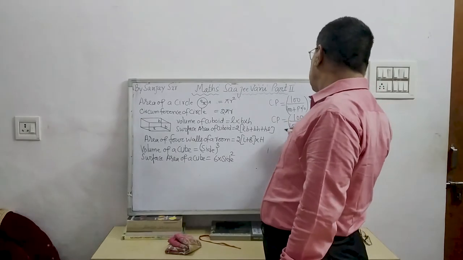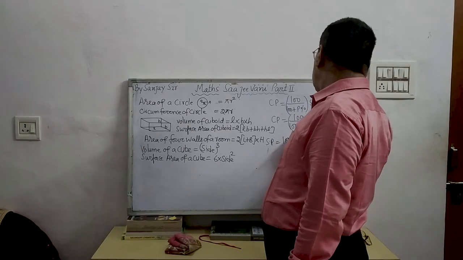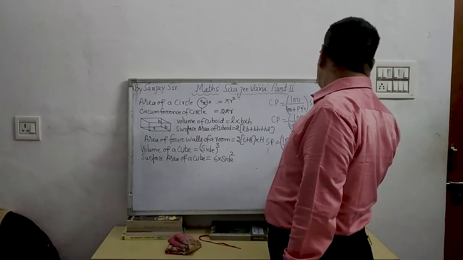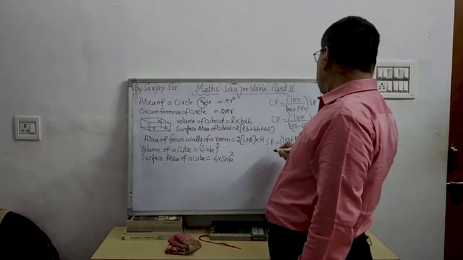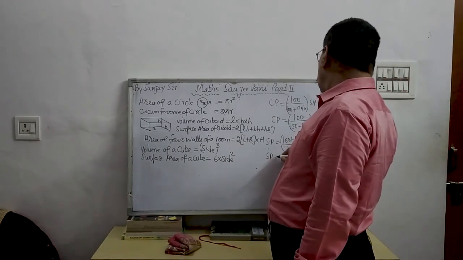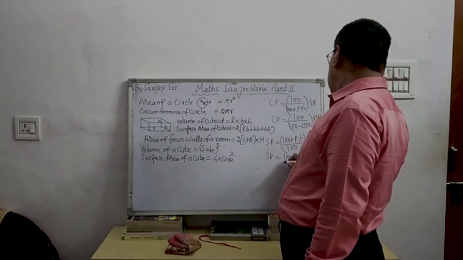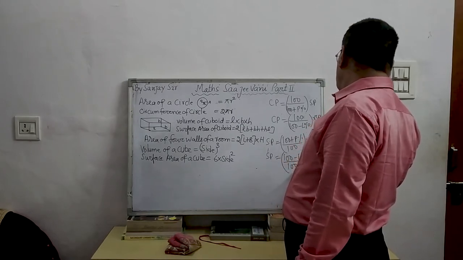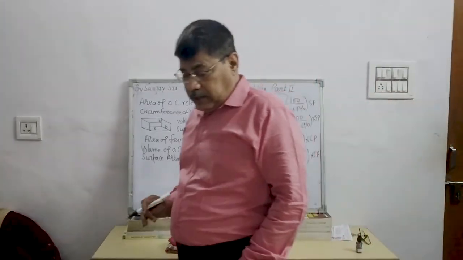Now how will you find out the SP in reverse? We will reverse the things. You will get SP equal to 100 plus profit percent upon 100 into CP. Clear? Okay. Now if loss is given, then SP will be equal to 100 minus loss percent upon 100 into CP. This is the formula for finding it out.